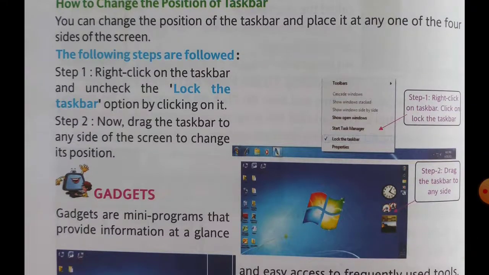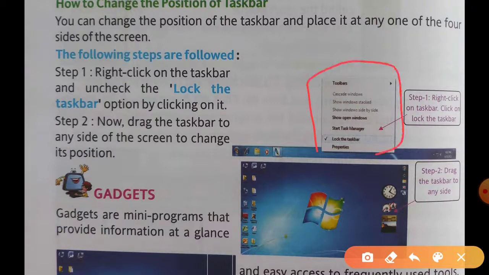First step is right click on the taskbar and uncheck the lock taskbar option by clicking on it. See, when you click the right, a list appears. You see the lock the taskbar. You have to untick this.